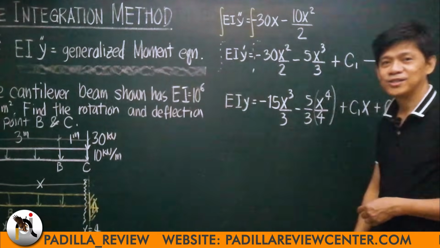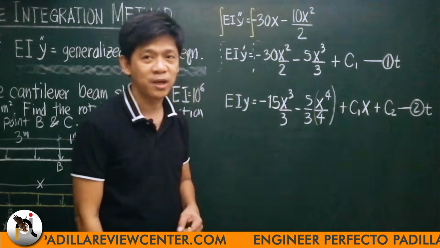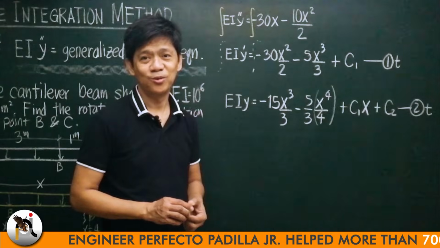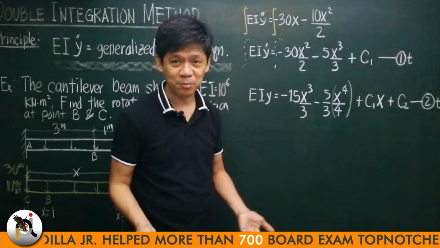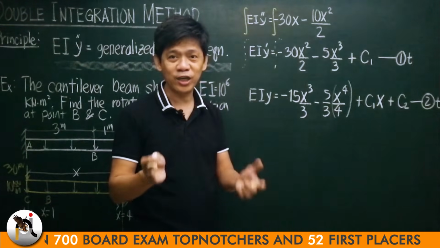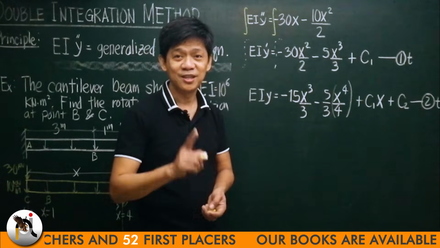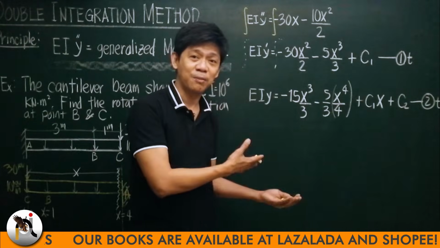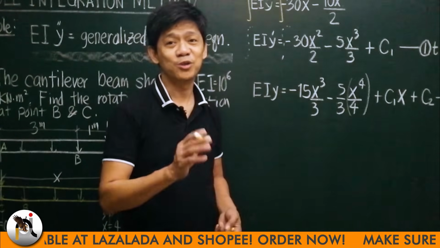So our only problem here in the double integration method is finding C1 and C2. No other concepts to be memorized. No elastic curve to be drawn, no equations from the elastic curve, no moment diagrams to be drawn, just the moment equation. So the only additional work here is finding C1 and C2. How do we solve them?